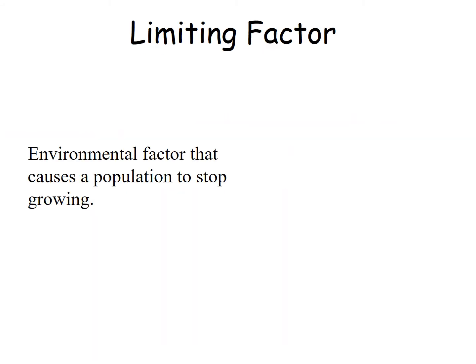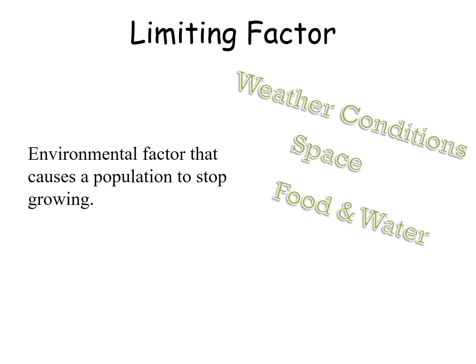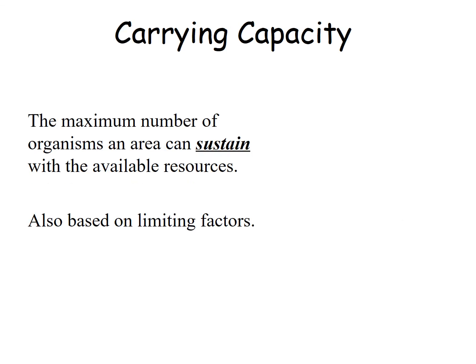So what limits how many organisms we can have in the area? A limiting factor is the environmental factor that causes a population to stop growing. Some things that can limit population growth are weather conditions, space, food and water, disease, and predators. These are all ways that population size is limited by the organisms and the abiotic factors that are around them.